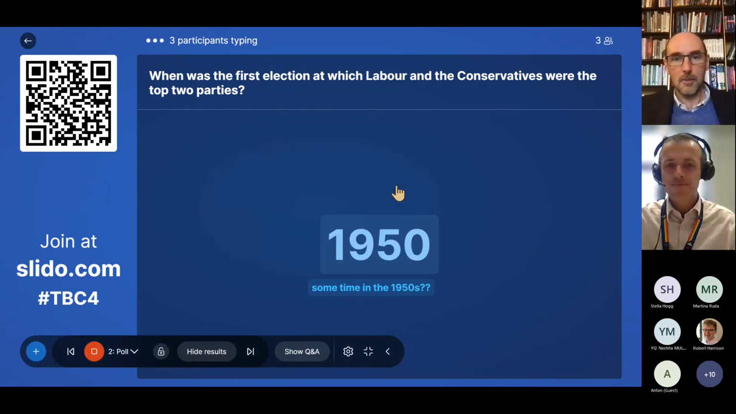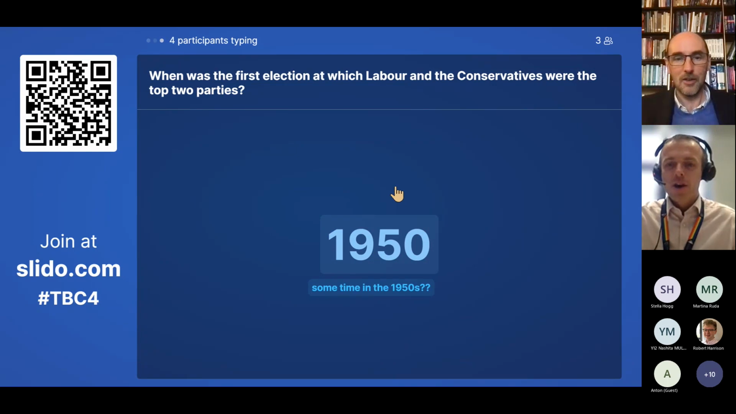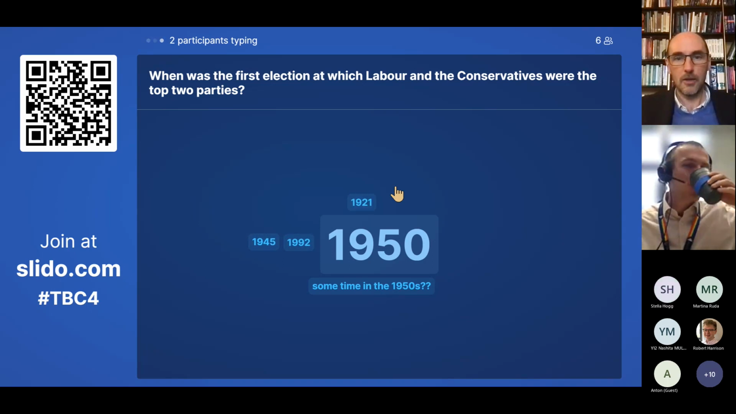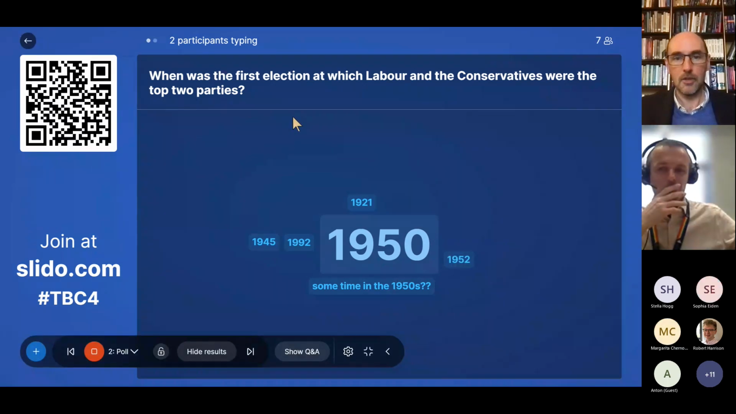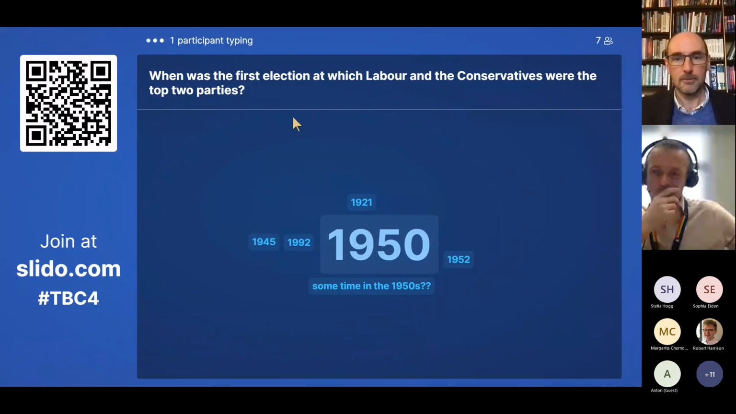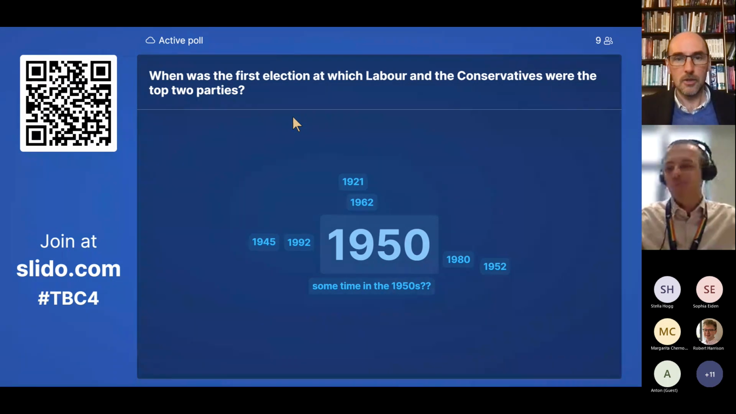So is that number that's coming up the average? Oh, no, this is a word cloud, Steve. So it's individual guesses. I can also see at the top of the screen there are a few people typing as we speak. Oh, here we go. So we've got 1950, 1945, 1921, 1992, 1952. It's quite a range. 1962, 1980. Very good.